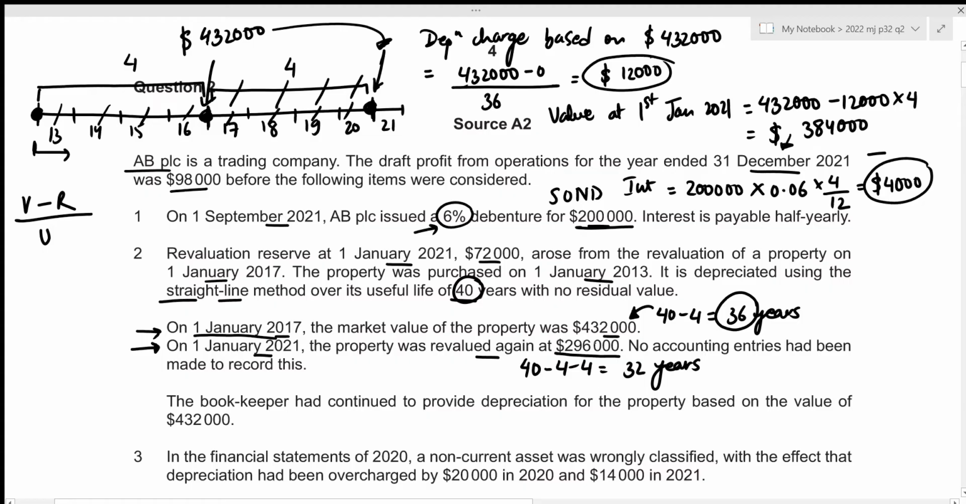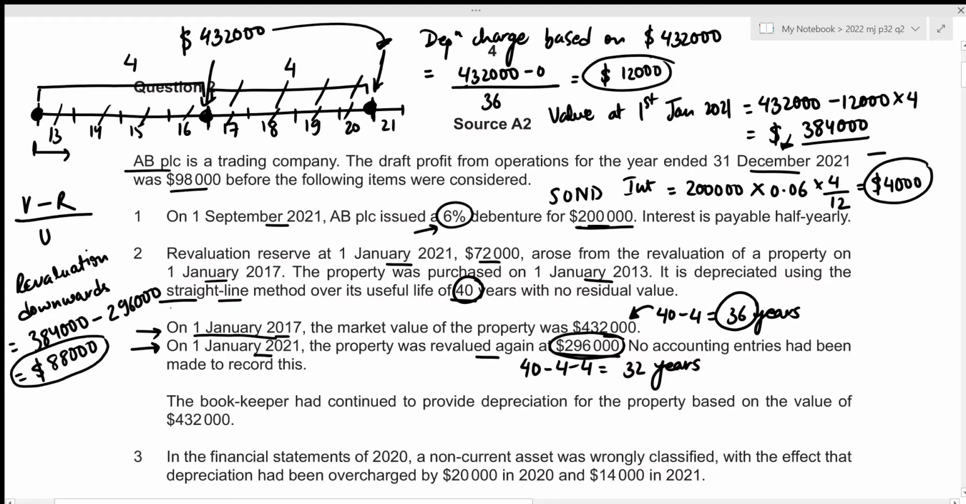And now we revalued it to 296,000, which is lower than its existing value. So this is definitely a revaluation downwards. Let's figure out its amount. So revaluation downwards is just the difference between these two amounts. So that's the existing amount of 384,000 minus the revalued amount of 296,000. This results in the amount of 88,000. And remember that this is the revaluation loss, which should be adjusted in our revaluation reserves in equity.